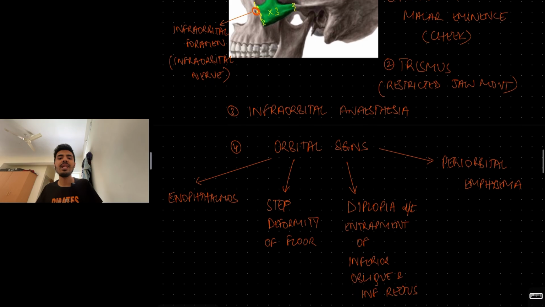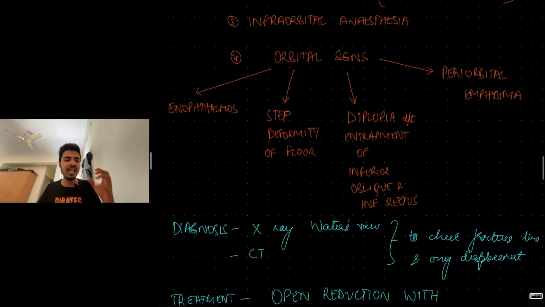So you will have many orbital signs like enophthalmos. See, exophthalmos is protrusion of the eyeball. When will that happen? When there is any mass behind the eyeball. But if there is trauma coming from the front, it will push the eyeball inwards. This is known as enophthalmos.